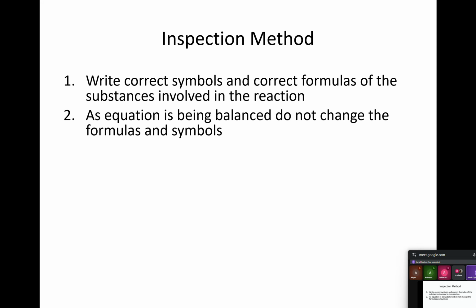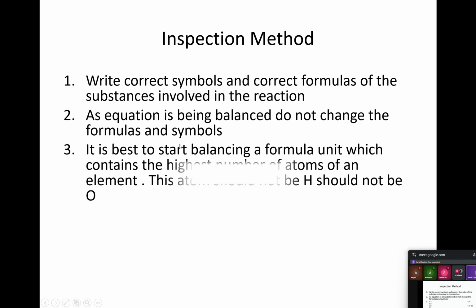So hydrogen sulfide is H2S, it doesn't change. What you can only do is add a number at the front, before the H. So like 2H2S, 3H2S, something like that. You can't go and add a number to the sulfur. You can't write H2S2. No. You can't write H2S3. No. You can only write it before. So that is what this statement is talking about: as the equation is being balanced, do not change the formulas and symbols.